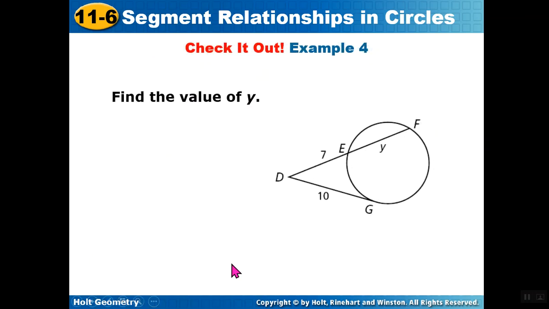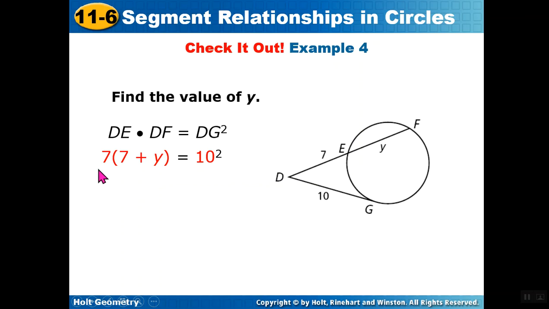Check it out for the same theorem. Find the value of y. Now y is the interior part of the secant segment. So we will write the theorem. The theorem says DF times DE is equal to DG times DG, or DG squared. So DE is the exterior part, 7, times 7 plus y, is equal to 10 squared.